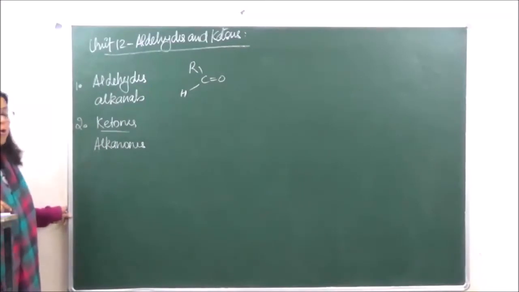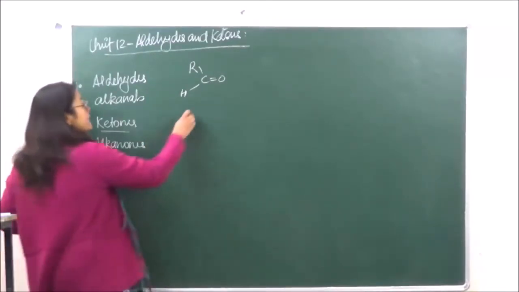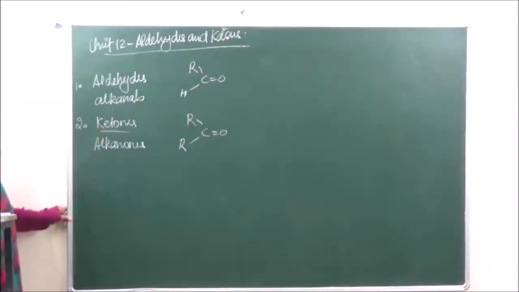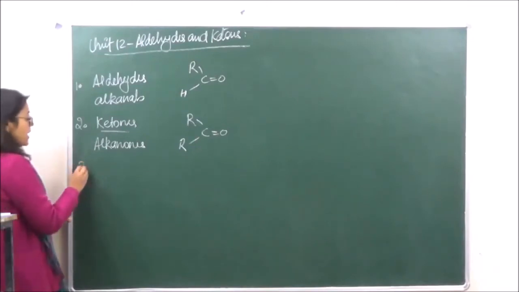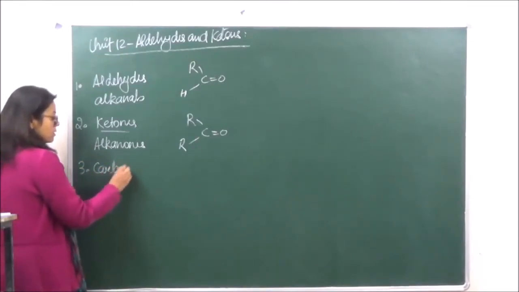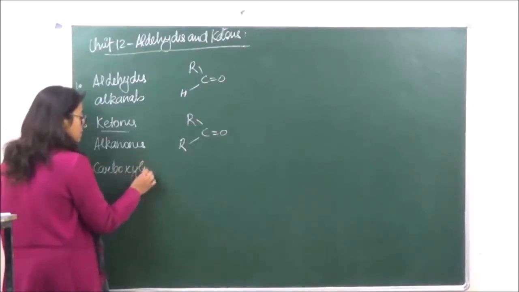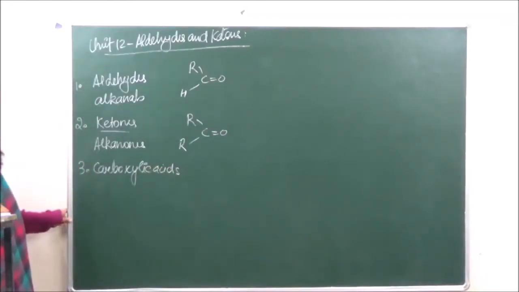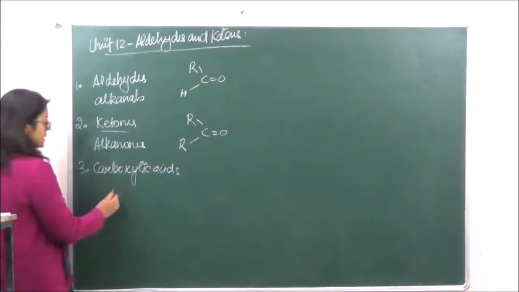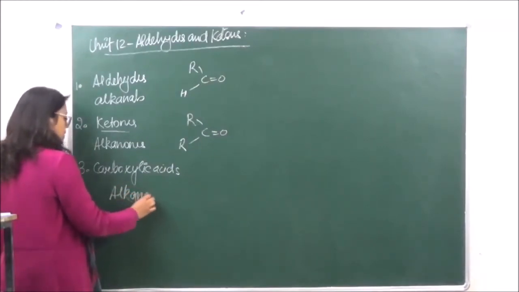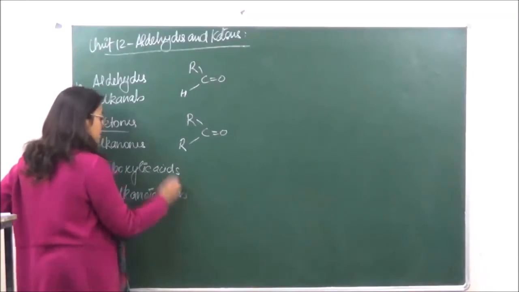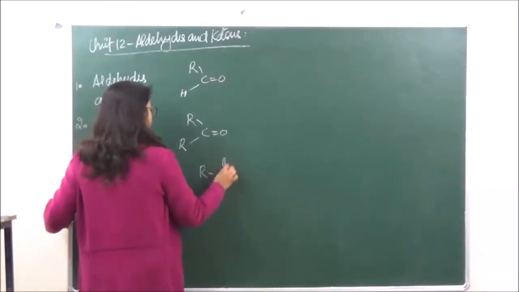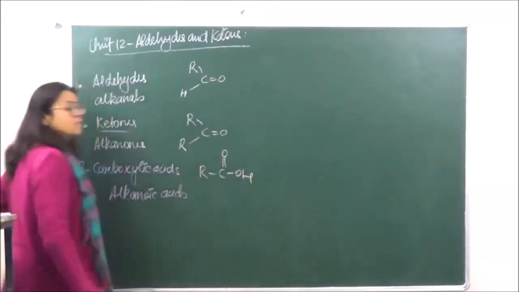These are also known as alkanones, and they are going to be compounds with the formula RRC=O. Then third we have carboxylic acids, right? These are going to be known as alkanoic acids, and they have the general formula RCOOH.